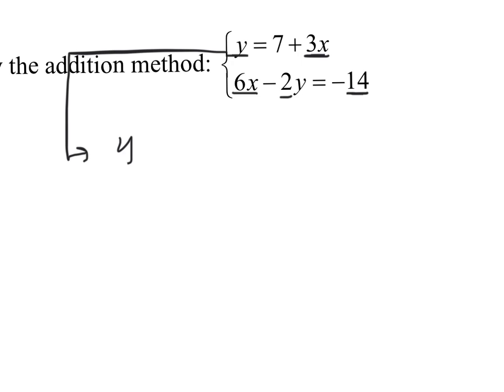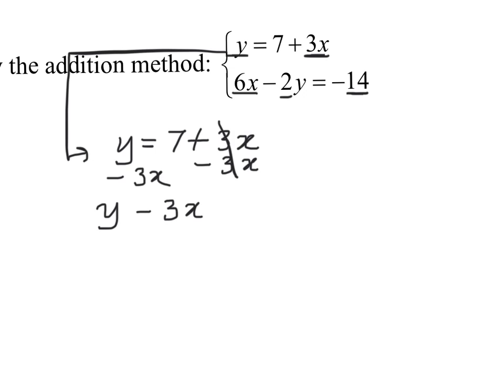So I have y is equal to 7 plus 3x. Remember, I want to have the same format as the previous one, so I'm simply going to subtract 3x from both sides. What happens now is I have y minus 3x is equal to 7. So I have x and y on one side, my constant on the other side, same as the case with the other one. Let me bring that equation down.